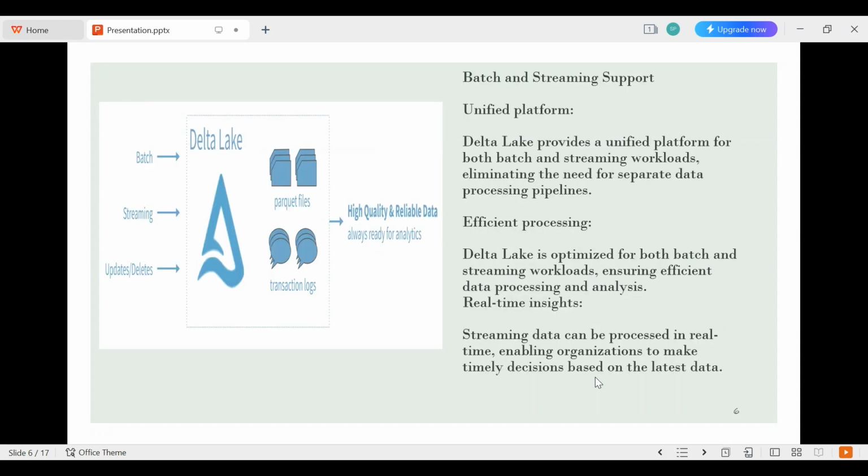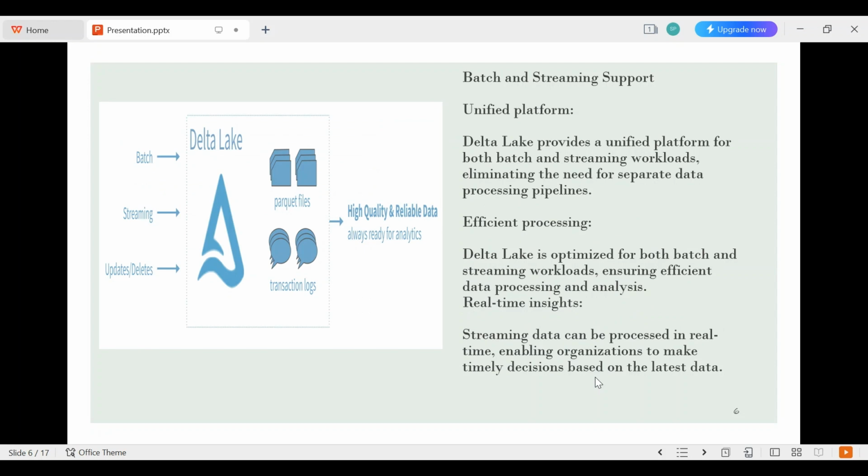Let's jump into the next property of Delta Lake: batch and stream support. Delta Lake supports both batch data loads and streaming, and for this no separate pipeline is required. It accommodates both in a single pipeline. Delta Lake provides a unified platform for both batch and stream workloads, eliminating the need for separate data processing pipelines.